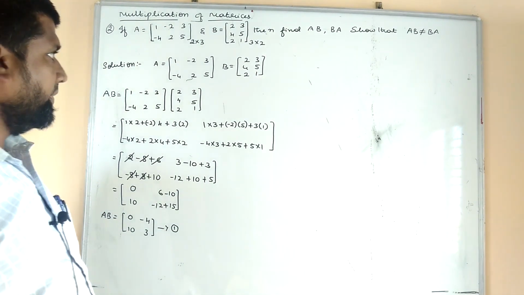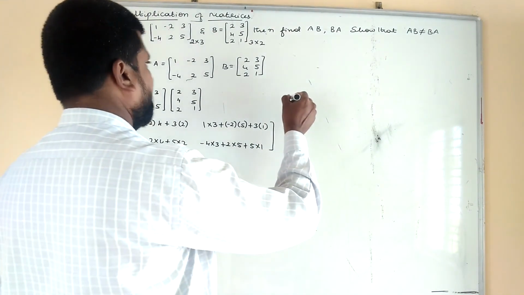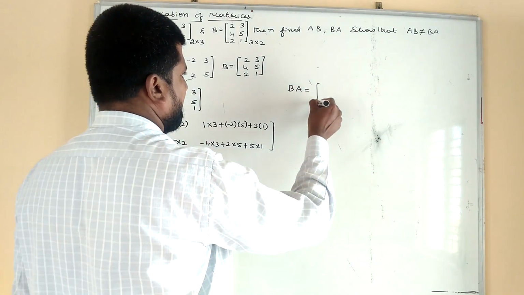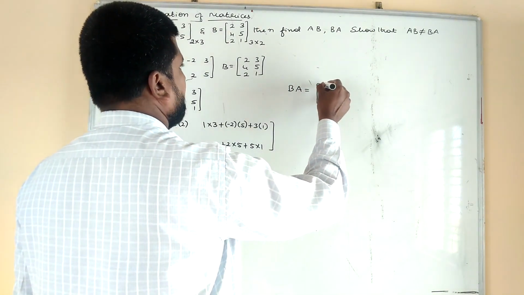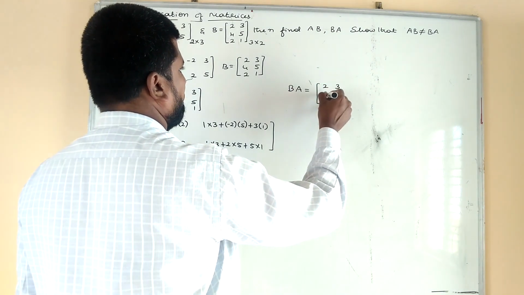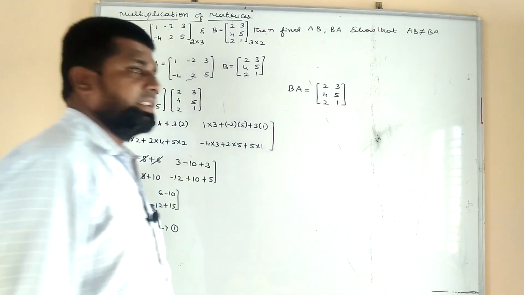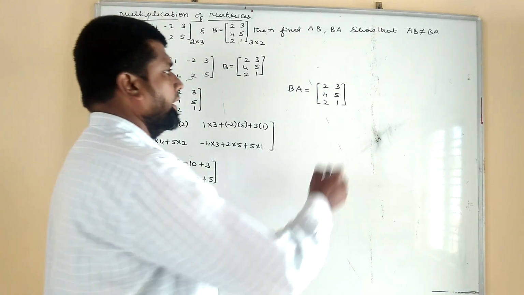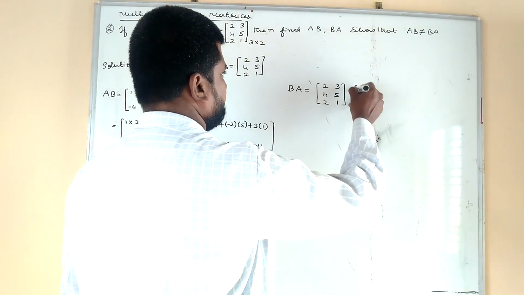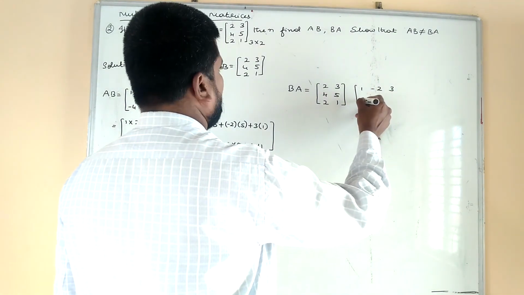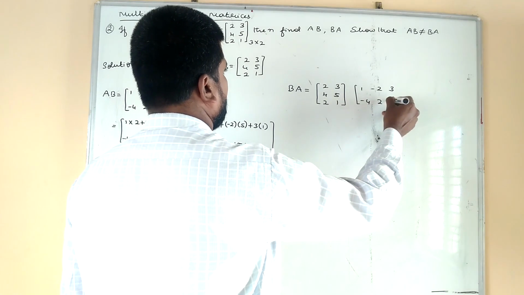So let us go for the BA. What is BA? Let us find BA. Let us write the first matrix as in B. What is B? 2, 3, 4, 5, 2, 1. This is B. Let us take the A. What is A? 1, minus 2, 3, minus 4, 2, 5.